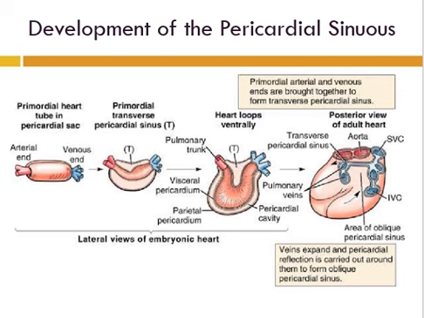With the growth of the embryo, the veins expand and separate apart inferiorly and laterally. The pericardium reflected around them forms the boundaries of the oblique pericardial sinus. In the picture, inferiorly you can see the inferior vena cava, superior vena cava.